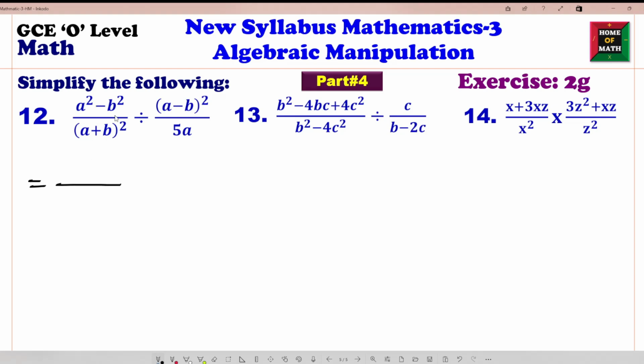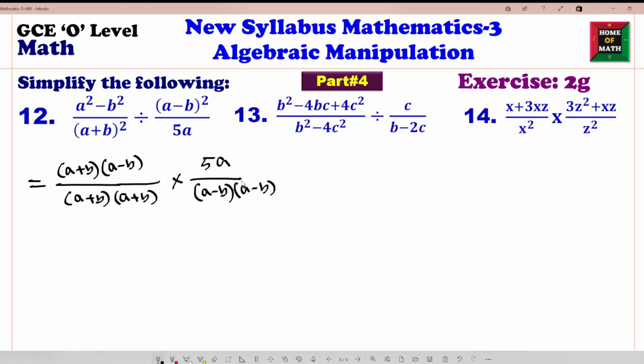As per the a square minus b square formula, we can write a plus b times a minus b. This one everybody knows, and this (a plus b) whole square we can write as a plus b times a plus b. And here is divide. If we multiply, the denominator will become the numerator, and this (a minus b) whole square we can write as a minus b times a minus b.